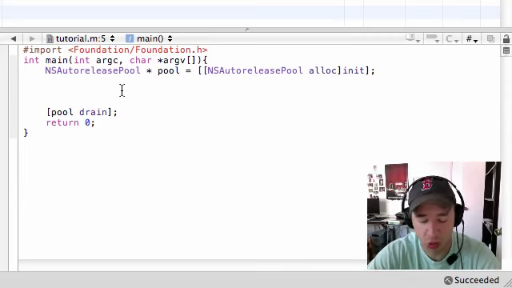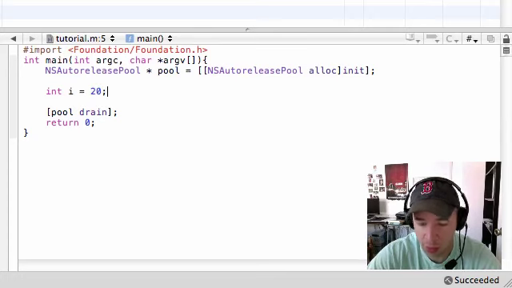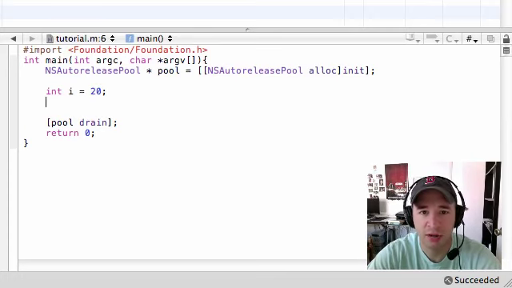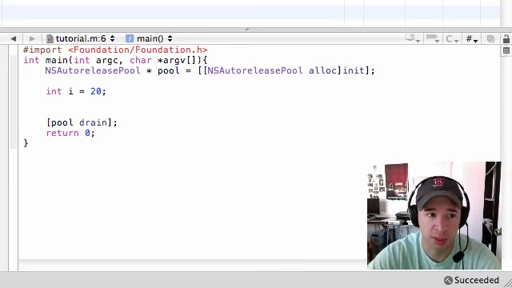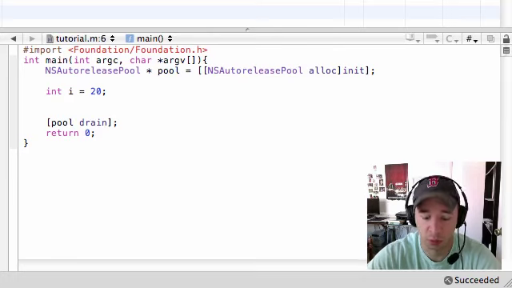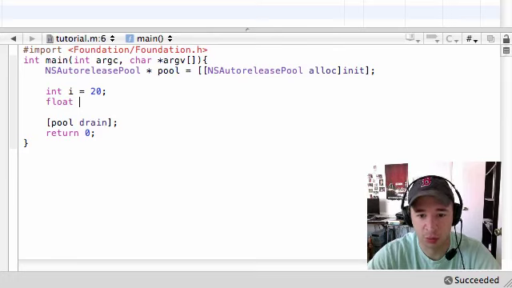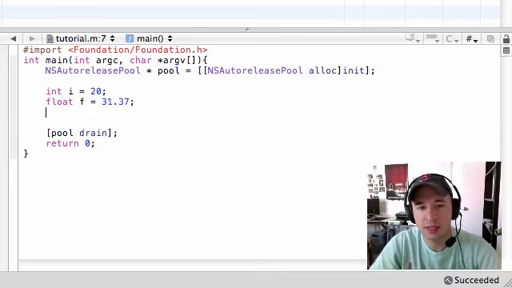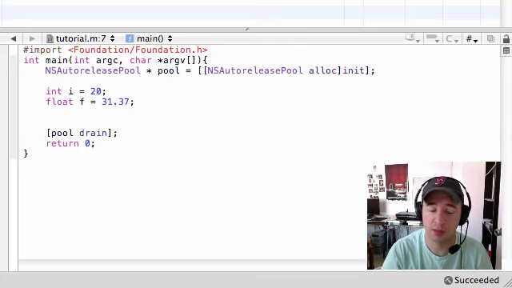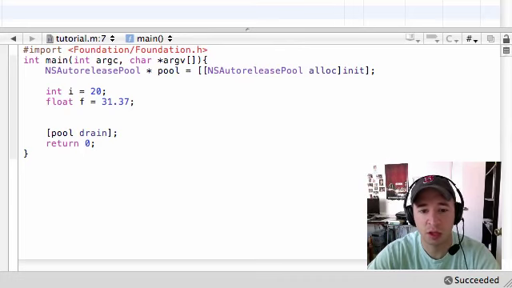So I already told you guys how to store an integer variable like int i equals 20. Good enough. But there are actually other types of data too. For one, we need a way to store numbers with decimal points. And this is most commonly called float. So if we put float, now you can store numbers with decimal points. And we'll just name this variable f and set it equal to like 31.37. So int is for whole numbers. They can be positive or negative, and floats are for numbers with decimal points.